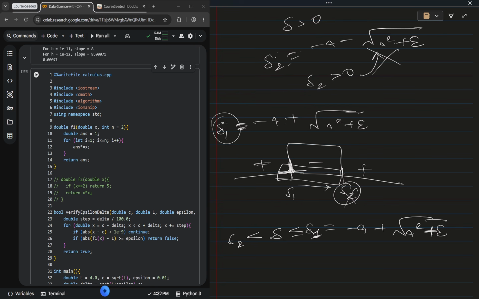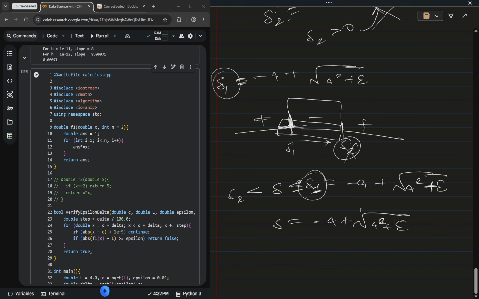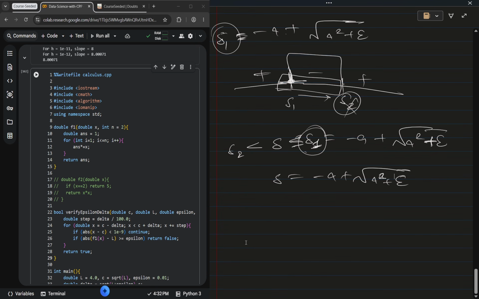So the final verdict is that the greatest value for delta is actually your delta 1. So you can just take delta equals to minus a plus under root of a square plus epsilon. The maximum value at which it won't have any problem, or the worst value you can say, is this. In our case we just use c over here for constant, so you can replace a equals to c, then minus c plus under root of c square plus epsilon.